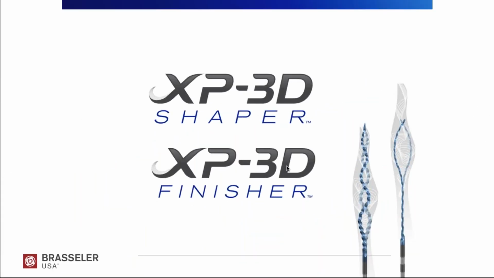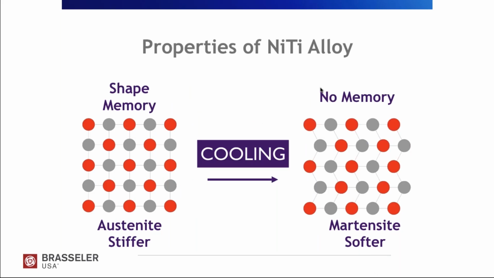And this is two instruments. We've got the XP3D Shaper, which is actually an instrument that cuts dentin and favors the anatomic form of the root canal. And then we've got the Finisher, which does the rest of the job when the Shaper's capacity for expansion does not reach the full extent of the root canal.